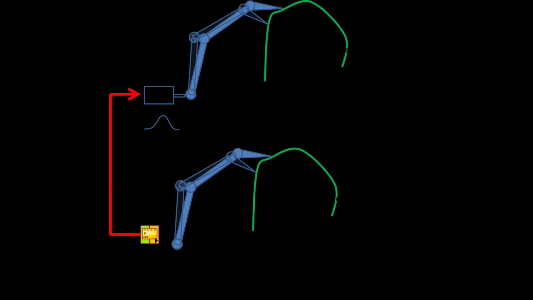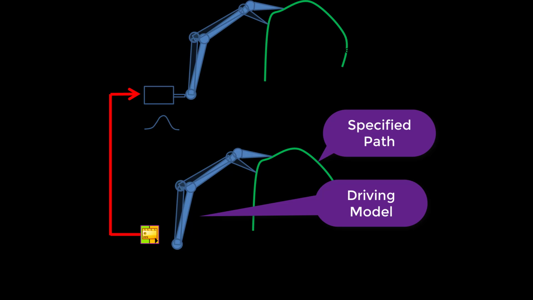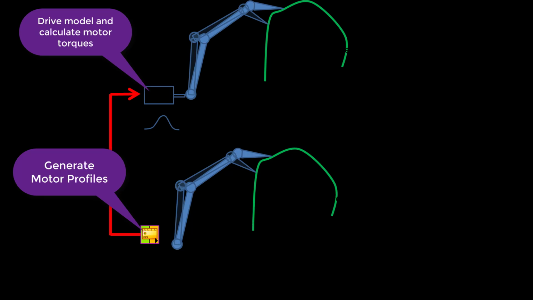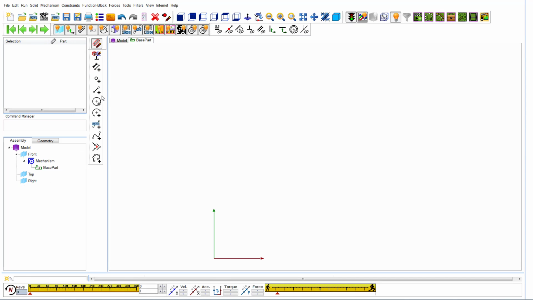The most useful technique is to create two models and use the first to drive the second. In this way you can specify a path and analyze forces in one model. So let's look at an example.